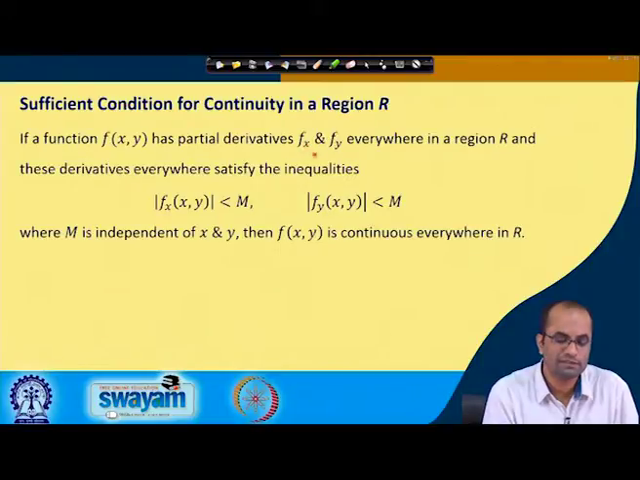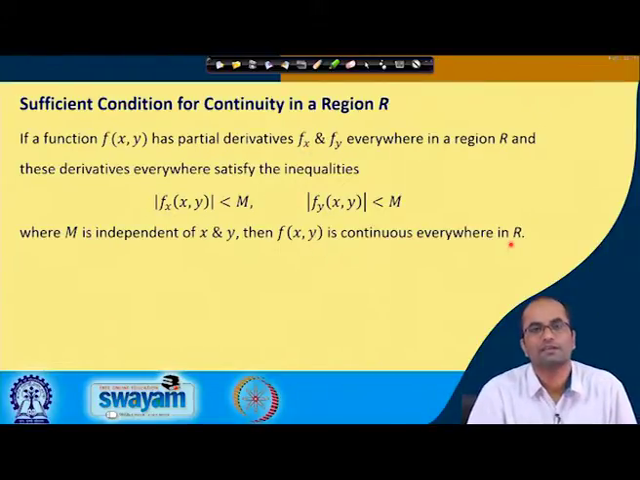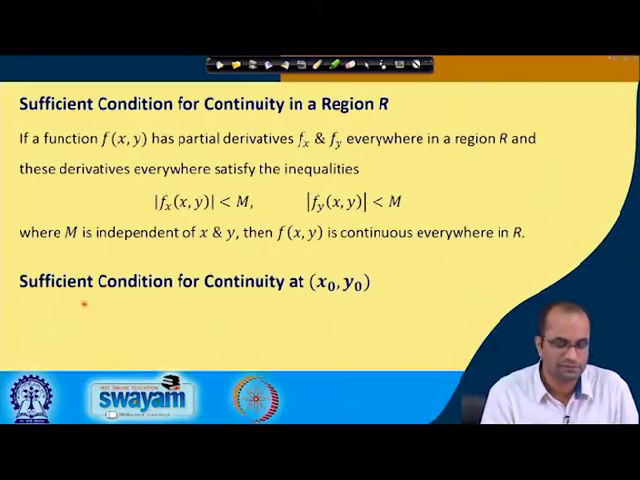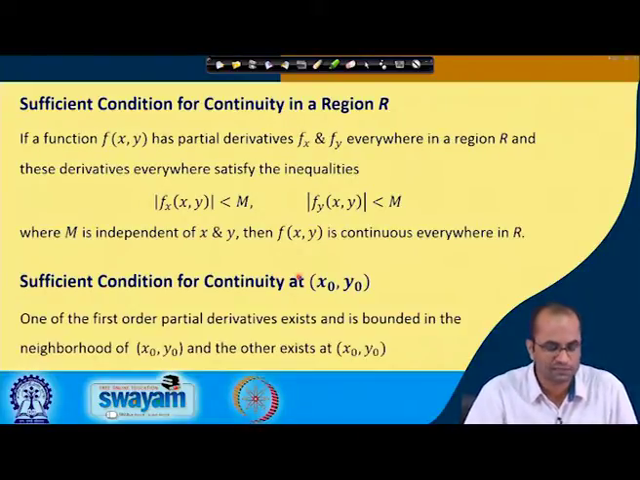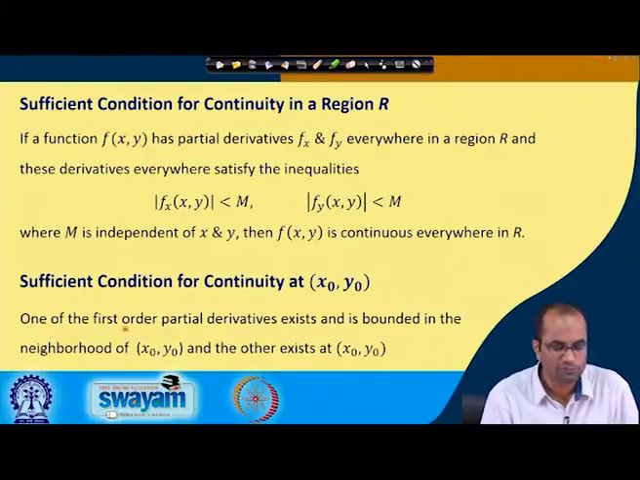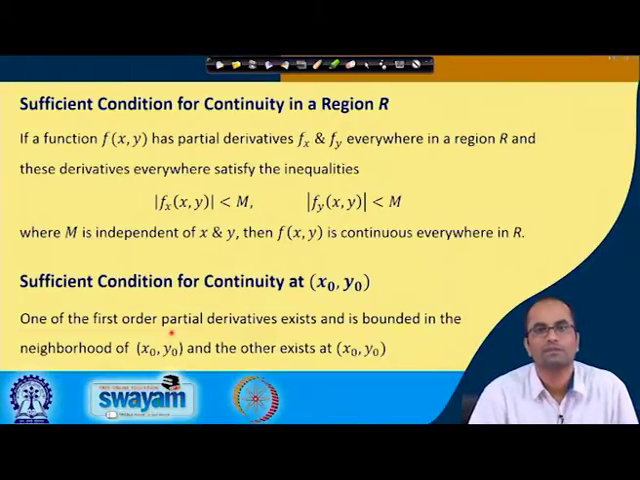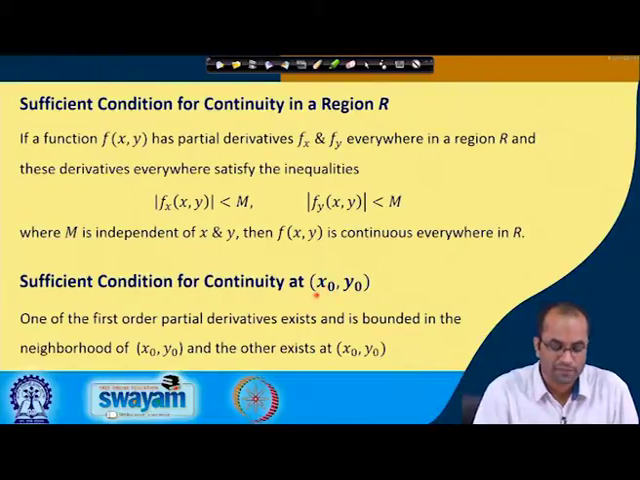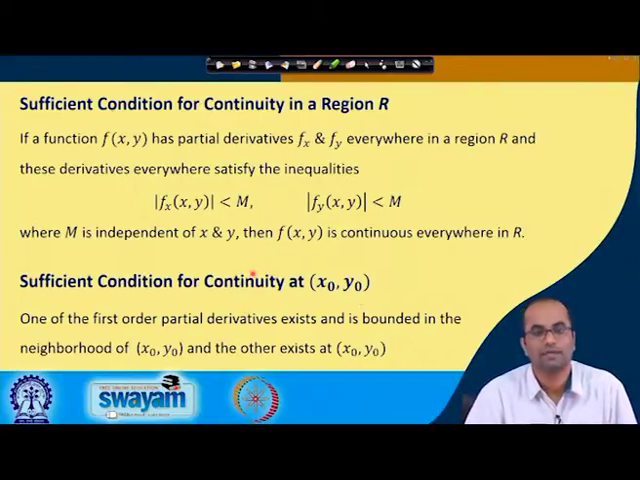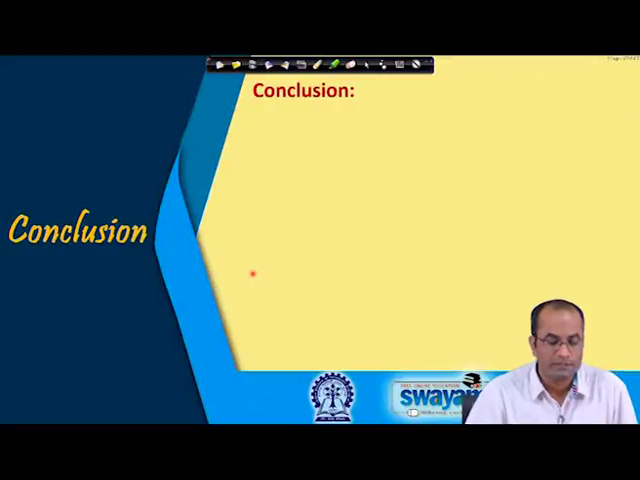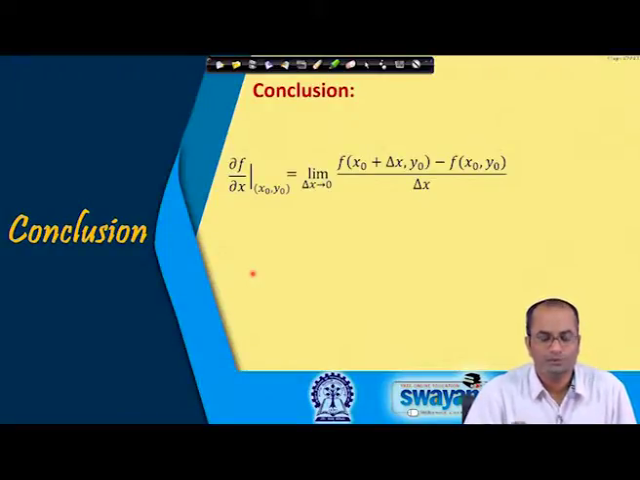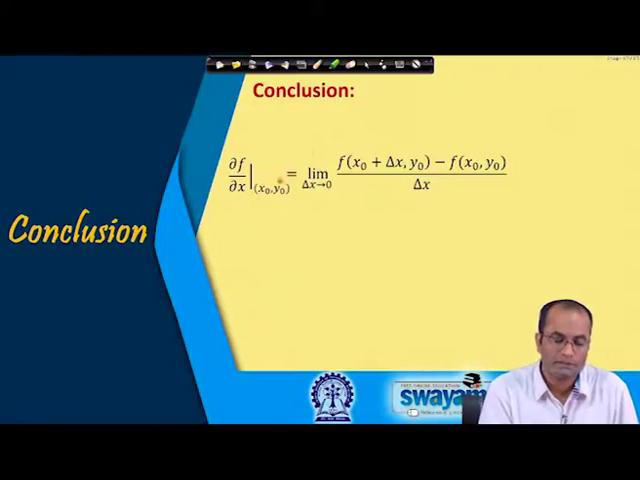So, if the partial derivatives exist and they are bounded, then the function will be continuous, and we can also have a sufficient condition to discuss this continuity at (x naught, y naught). So, here if one of the partial derivatives exists and is bounded in the neighborhood. So, here we have to talk about the neighborhood. So, if one of the partial derivatives exists and is bounded in this neighborhood and the other one exists at this (x0, y0) point, then also we can say that the function is continuous at the (x naught, y naught) point.